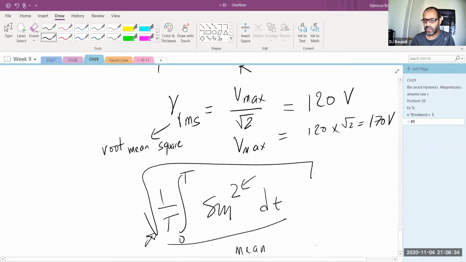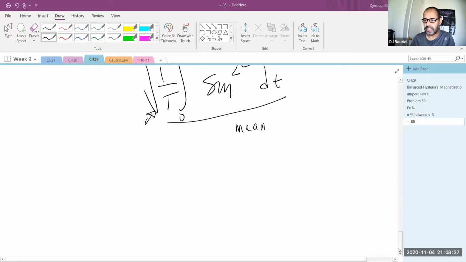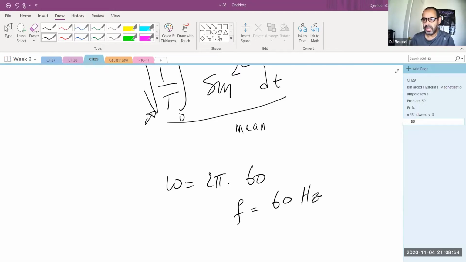So that's basically one thing. The other thing I need to mention here is that in the United States, omega is equal to 2 pi times 60, because in the United States the frequency is 60 hertz. If you happen to go outside of the United States, they use a different frequency, basically 50 hertz. The rest of the world uses 50 hertz, and the United States uses 60 hertz. So omega is 120 pi. That is the value used in the United States for omega. In the rest of the world, it's 100 pi.